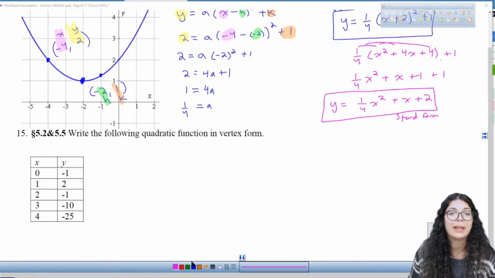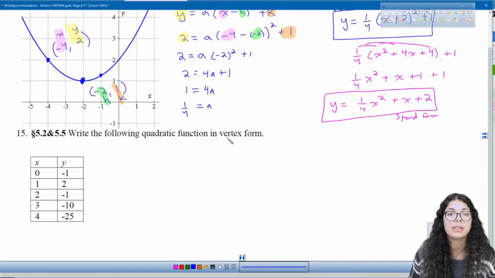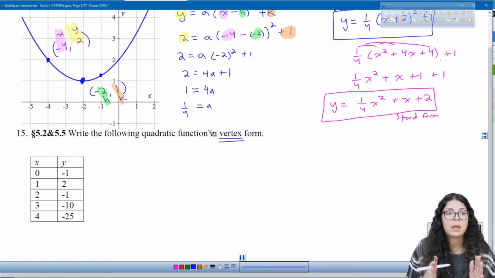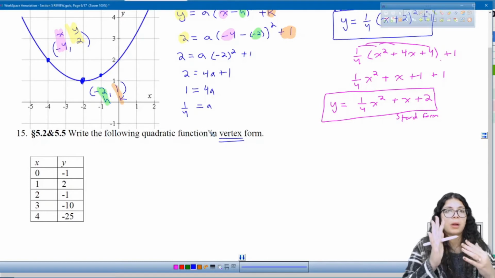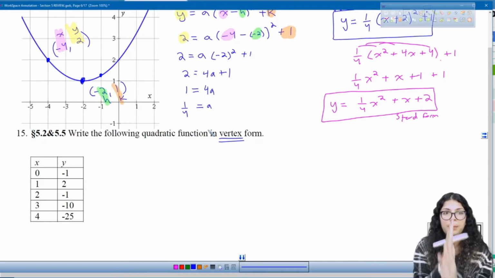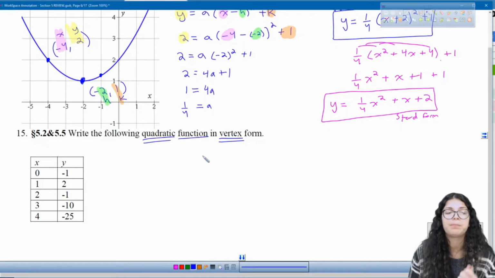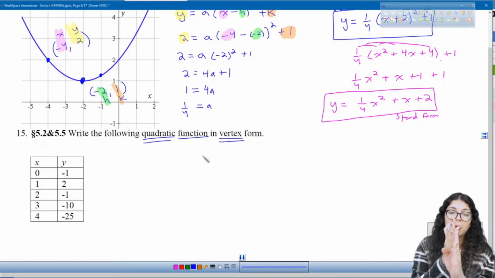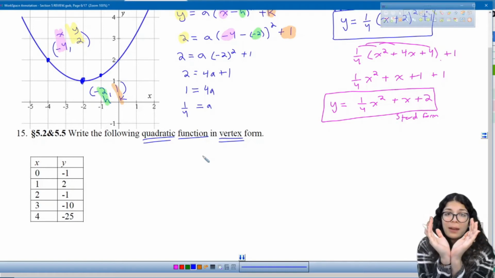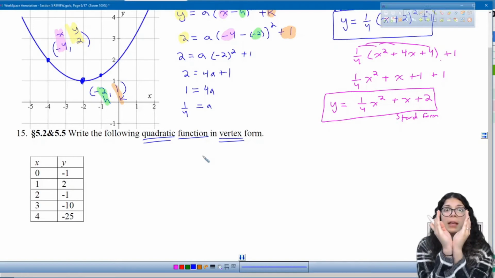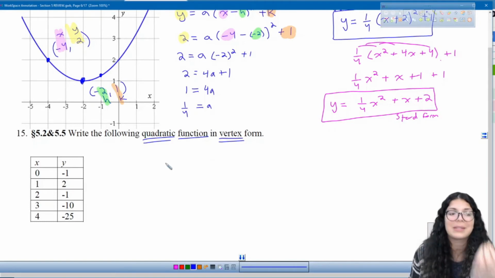Number 15, write the following quadratic function in vertex form. Okay, so we need to write this in vertex form. This is a table. Remember that your vertex is the middle of the parabola, okay? I know this is a parabola. It says quadratic function, okay? So it's a parabola. The middle of your parabola is a vertex. And then to the left and the right of that vertex in the parabola, it will be symmetric, right? So the left and the right side y values are the same.